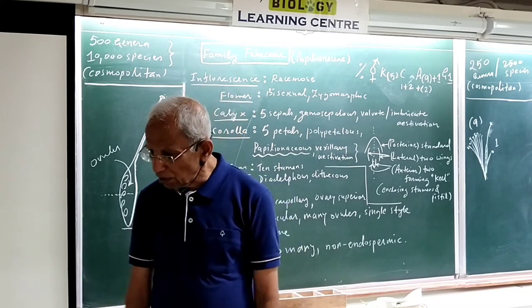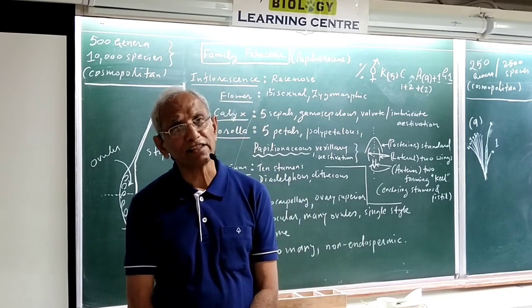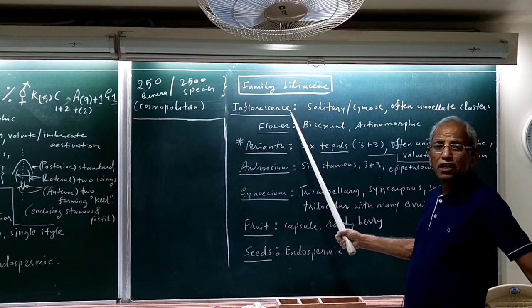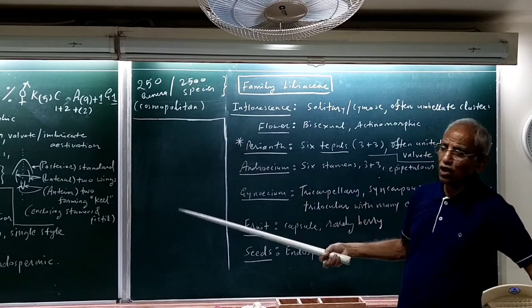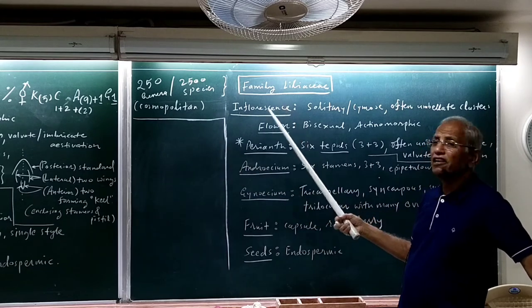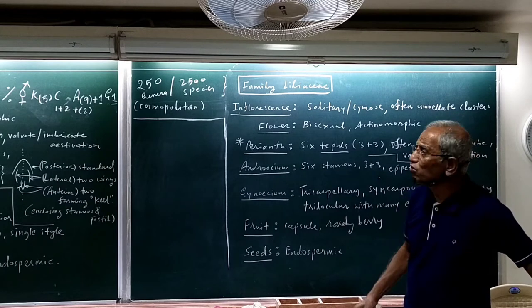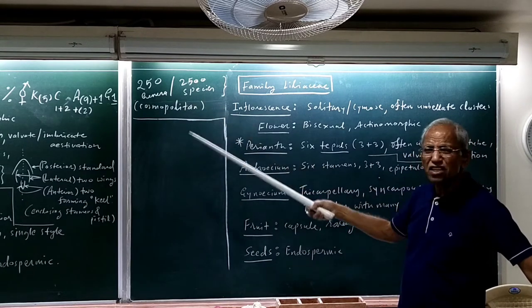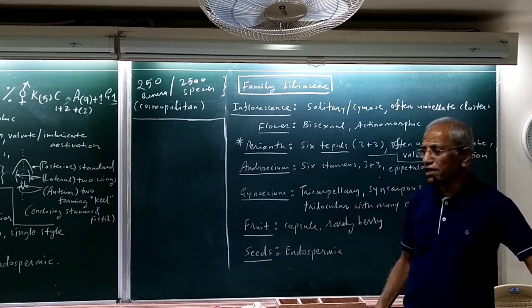That's it. So, we will now go for the next family, that is Liliaceae. Now we are learning family Liliaceae, which is once again a cosmopolitan family. Solanaceae, Fabaceae, Liliaceae, members of these families are spread all over the world, so they are called cosmopolitan. Oh my god, 250 genera and 2500 species. What are those plants which belong to Liliaceae?